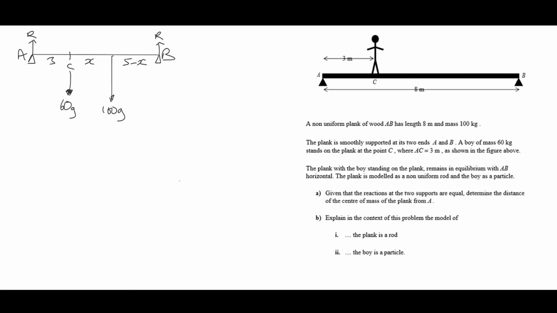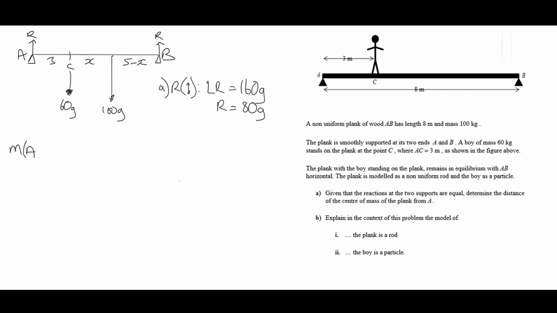So let's start as we usually would. We can resolve vertically. All the upwards forces should equal all the downwards forces. So we get 2R equals 60G plus 100G equals 160G, which means R, or one of these reaction forces, is going to be 80G.